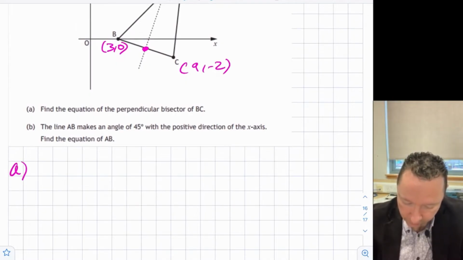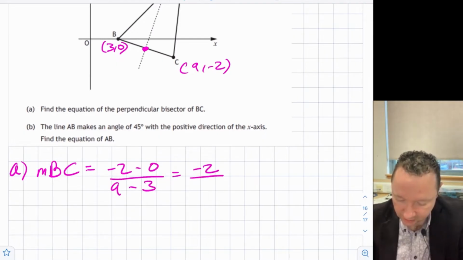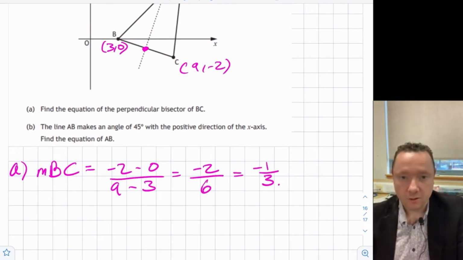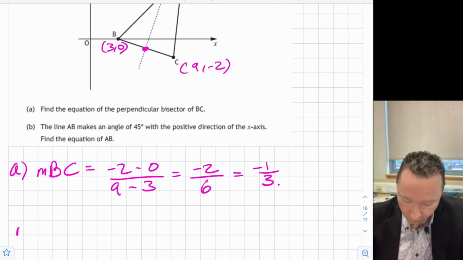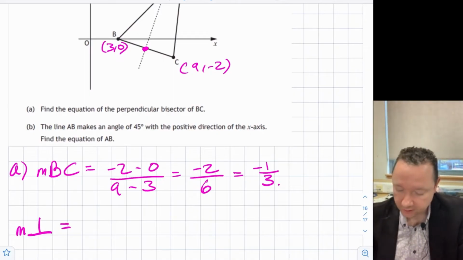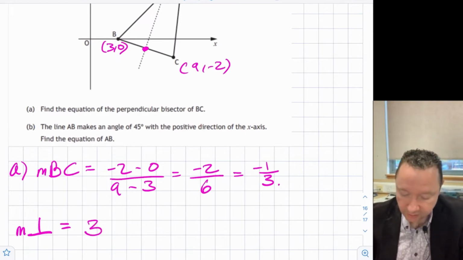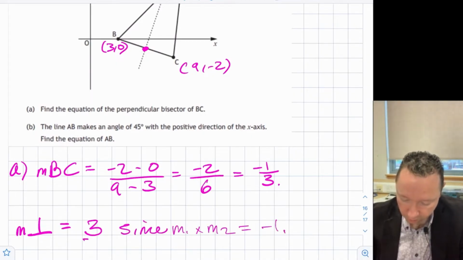So part A, the gradient of BC is equal to minus 2 take away 0 over 9 minus 3, minus 2 over 6, which is negative a third. So then we can immediately remember that the gradient of the perpendicular equals the negative reciprocal. So I take the 3 up and then put a minus in front, but it's already got a minus, so it's just 3. And we need to say since m1 times m2 equals minus 1. So we've got our gradient.